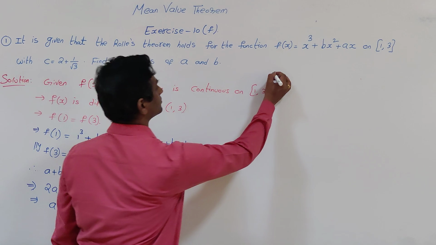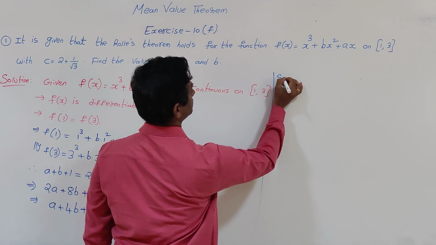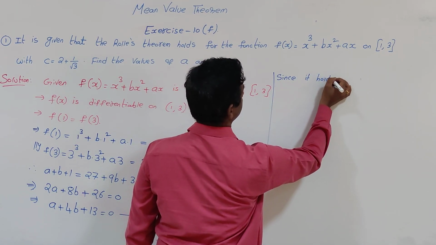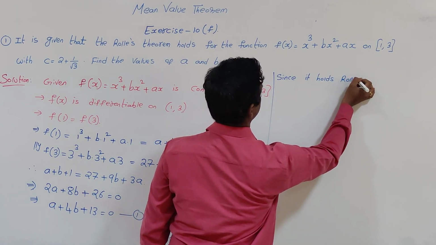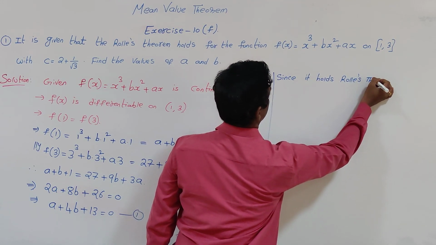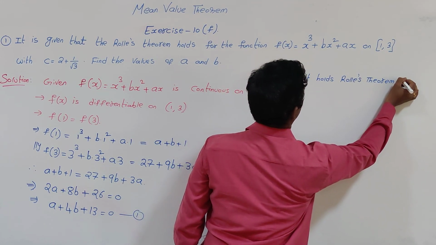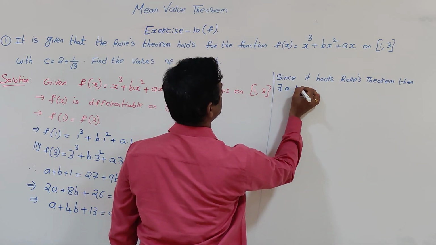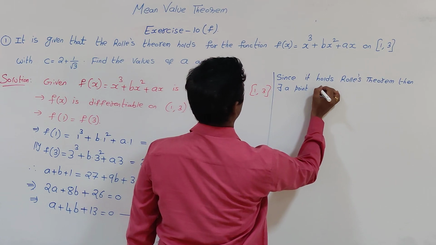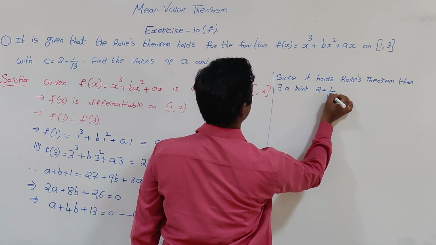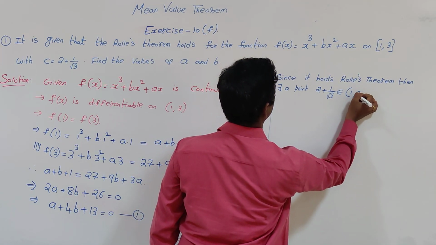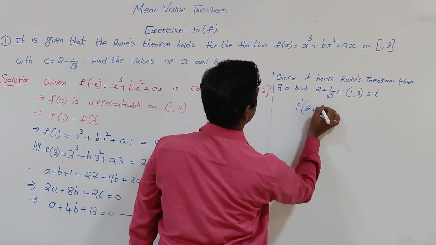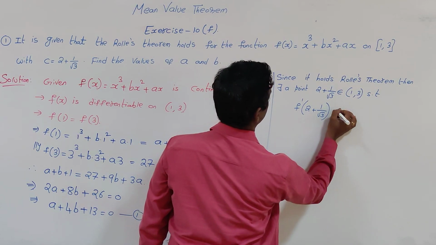Now, since Rolle's theorem holds, there exists a point 2 plus 1 by root 3 belonging to the open interval 1 comma 3 such that f dash of 2 plus 1 by root 3 will be 0.